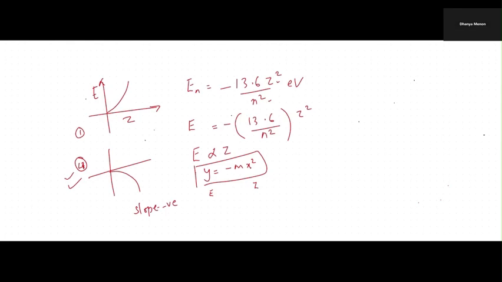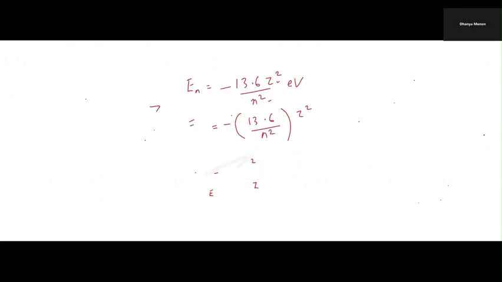Now students, the next question, hope you have taken the screenshot. The spin-only magnetic moment of chromium ion is, okay.